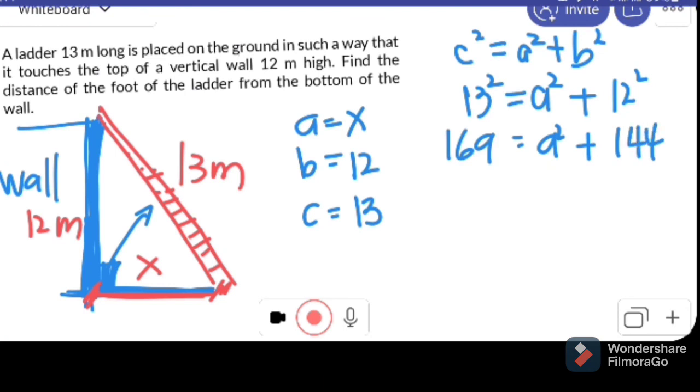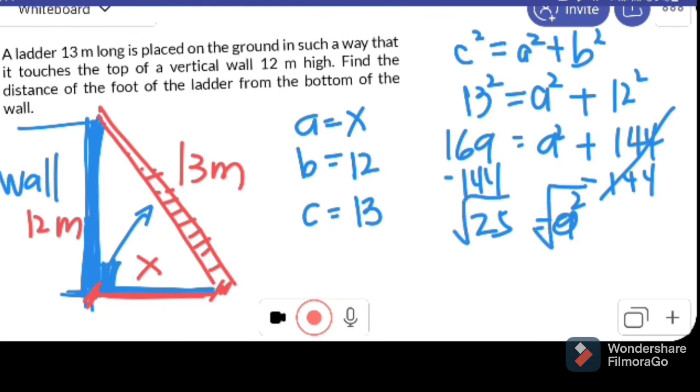Applying addition property of equality, we subtract 144 on both sides of the equation. So that would be a squared equals 25. So square root both sides. So a is equal to 5. It answers the question, the distance between the foot of the ladder and the bottom of the wall. So the answer here is 5.